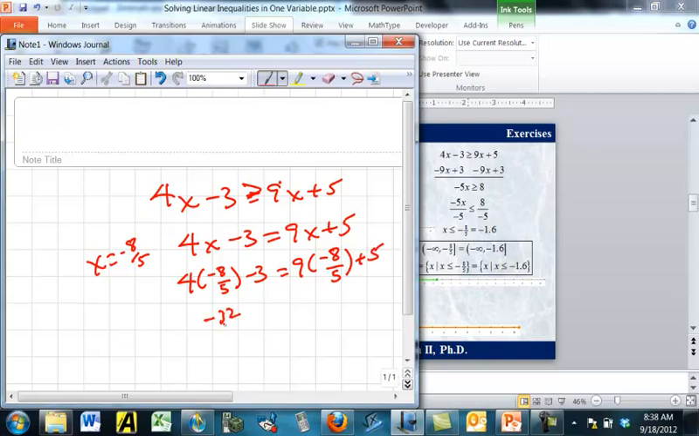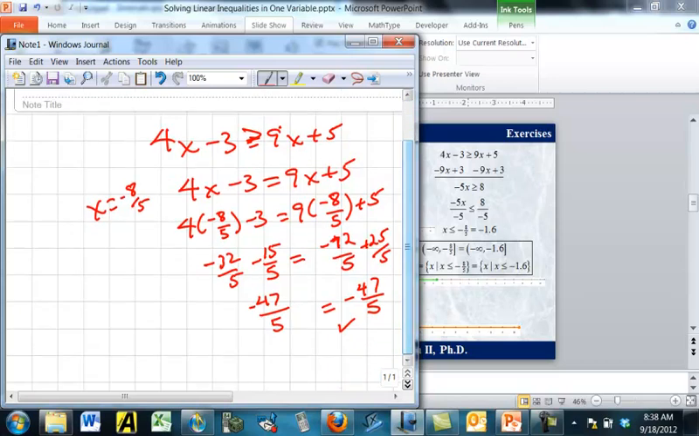So this is negative 32/5 minus 15/5, which is negative 47/5, okay? This is negative 72/5 plus 25/5. That is, I hope, negative 47. Let's see, 47. Yep, that works. So that checks. So that's part of a check.